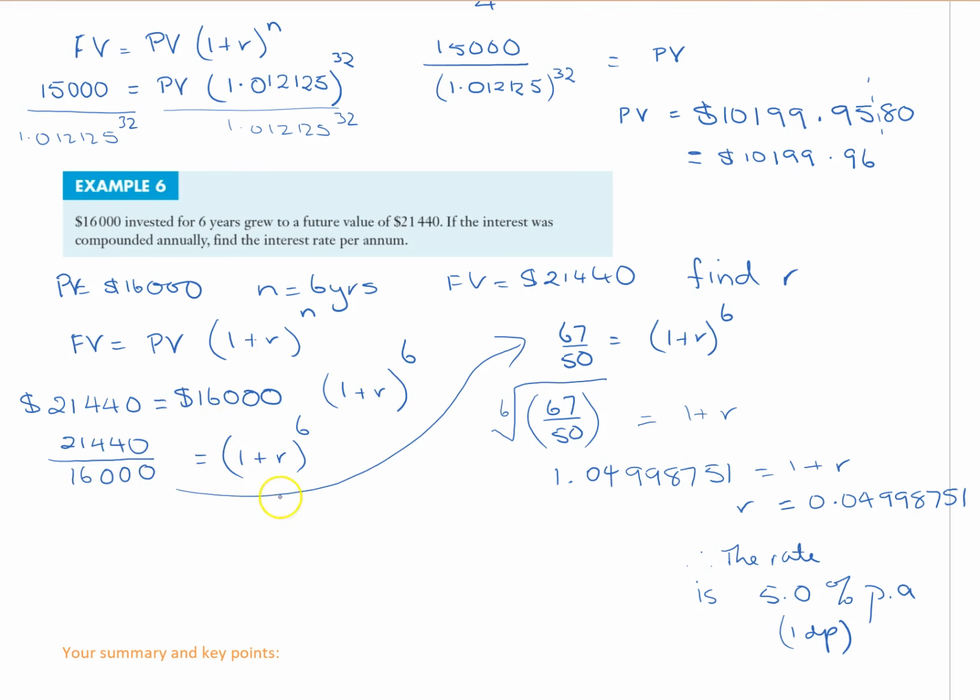When we sub into the formula and do some simplifying, then to undo to the power 6, we want to take the 6th root, and when you do that on your calculator you get this value, which is equal to 1 plus R. Subtract 1 from that, you get R is this value. We know that's the decimal, and to go back to the percentage we would multiply by 100, and it's giving 4.9987. When we round that off, we'll get 5.0.